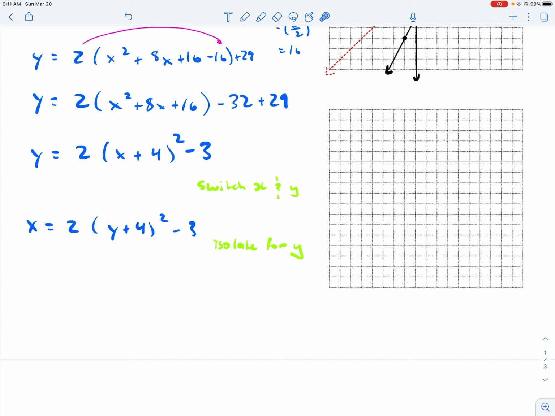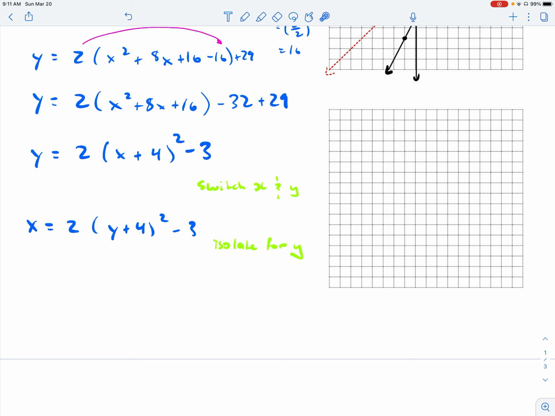Okay, when we isolate for y on this side of the equation, we're reversing all the processes that are happening to the y. And as we reverse all those processes, we're creating the inverse function, because that's what inverse functions do. So what do we want to do first? I want to get y by itself. So be real careful here.